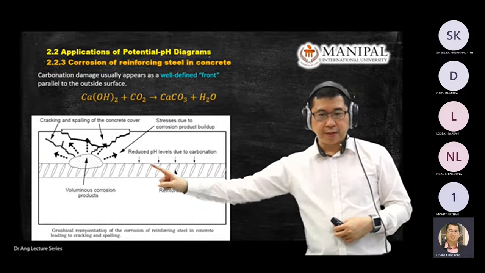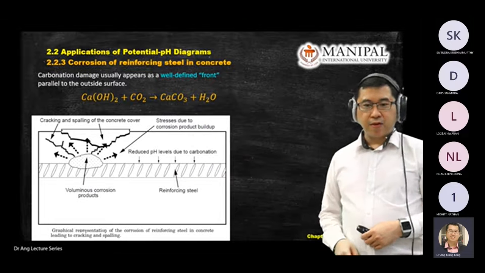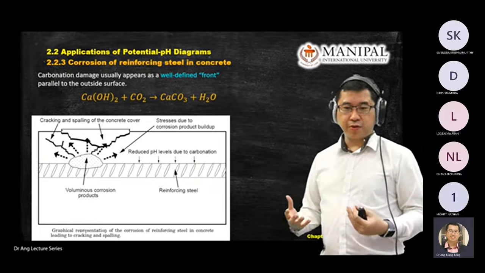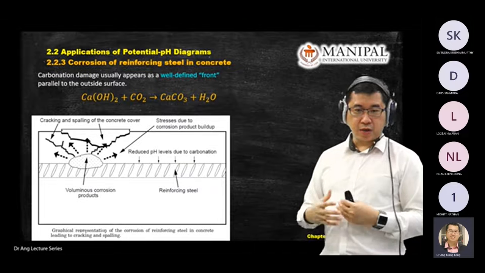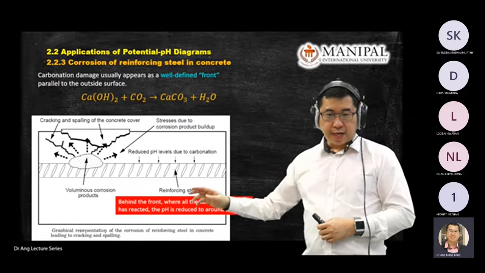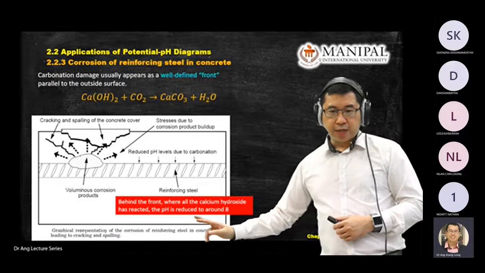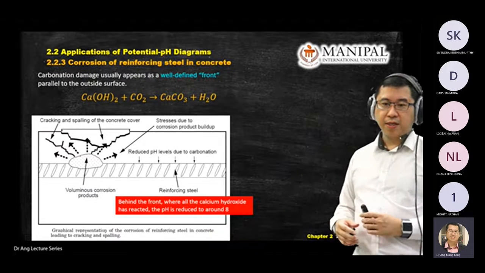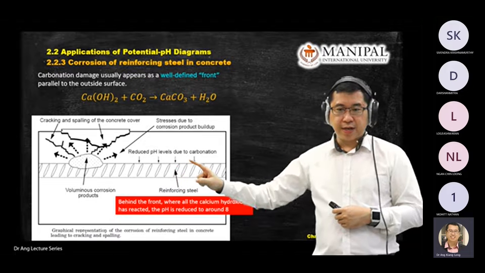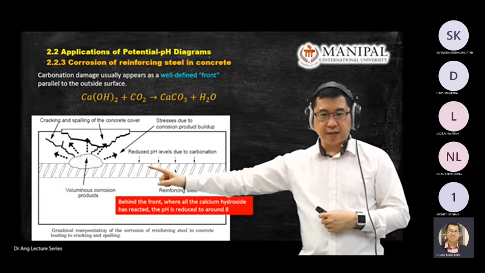Okay, carbonation happens. So when carbonation happens, the pH drops. What is meant by pH drop? It becomes acidic. What is the acidic environment going to do to the corrosion rate? It's going to increase the corrosion rate and corrosion is going to happen. Okay. Then what happened at the front? The calcium hydroxide, the pH will reduce to around 8. So after the reaction happened, on the surface it becomes acidic, not very, but it goes towards the acidic region.